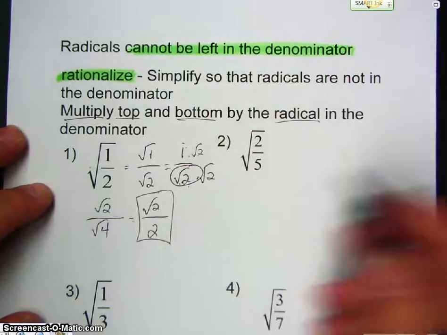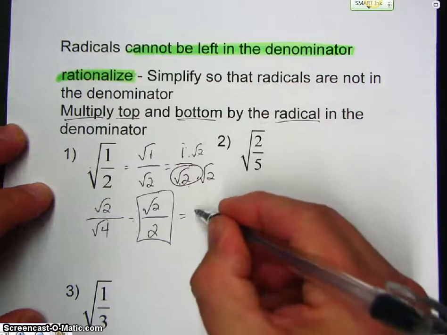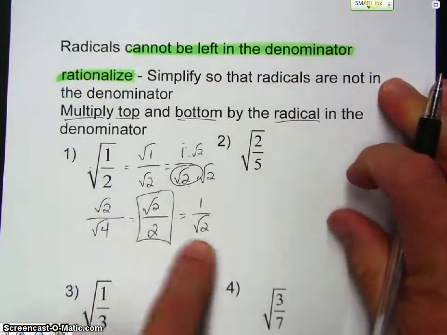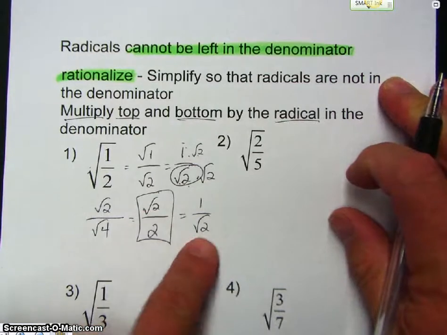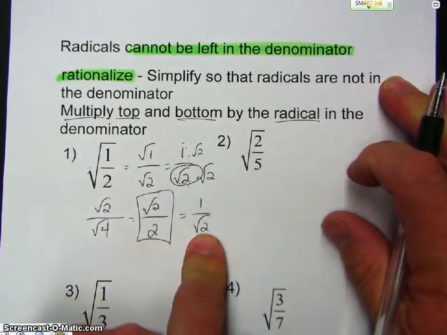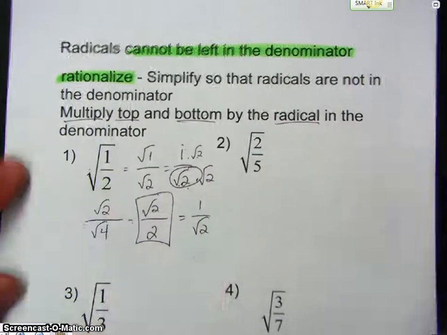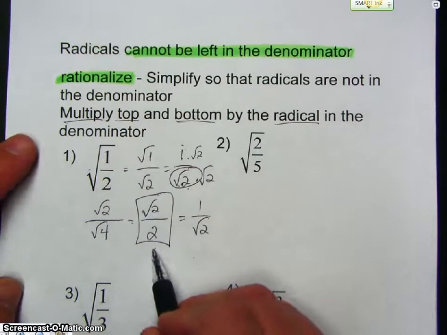And there I go. Even though it's the same thing as saying 1 over radical 2, you notice this one has the radical up top, and this one has a radical in the denominator. So you need to know how to rationalize the denominators.